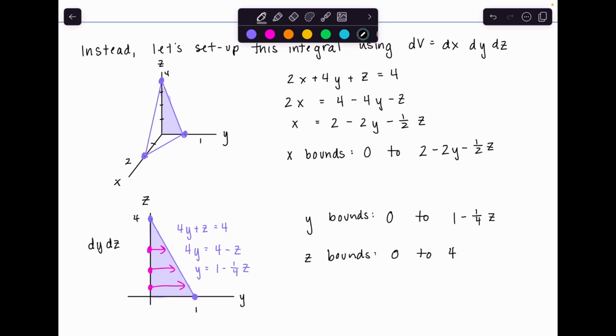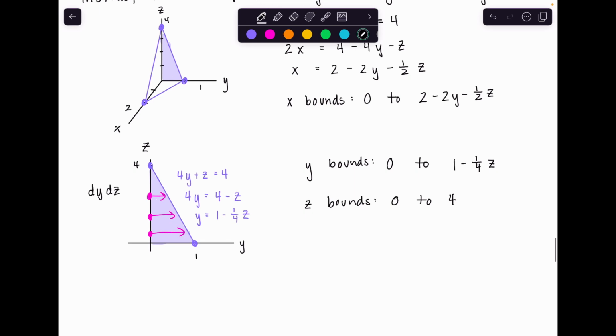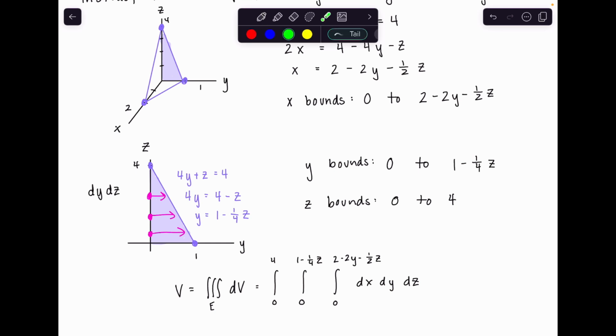Okay. So if I want to set up the volume of the solid in this order, give myself lots of room. We're doing the order dx, dy, dz. My z bounds are 0 to 4. Y bounds are 0 to 1 minus 1/4 z. And x is 0 to 2 minus 2y minus 1/2 z.